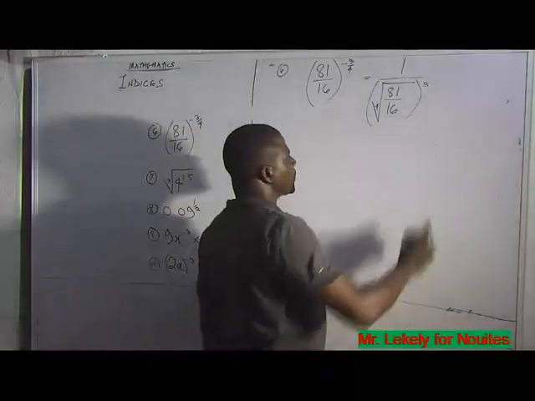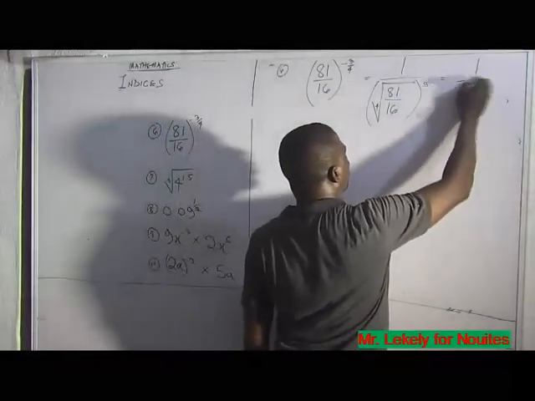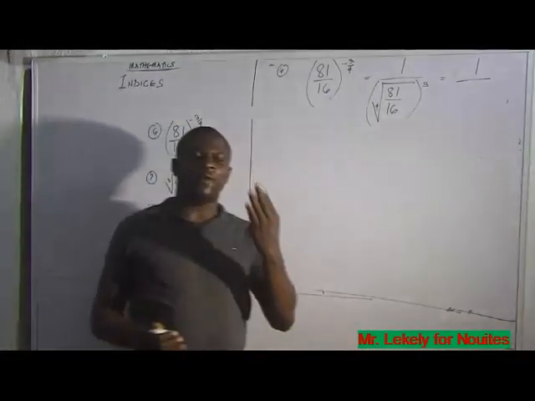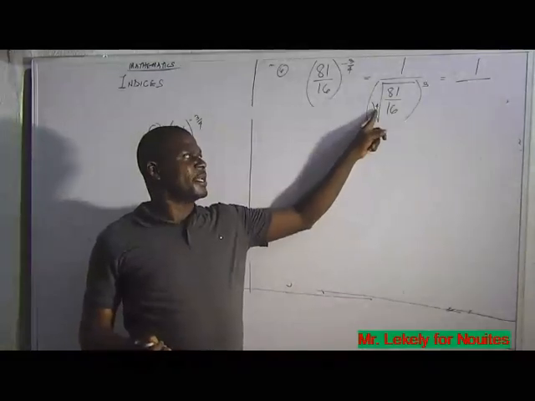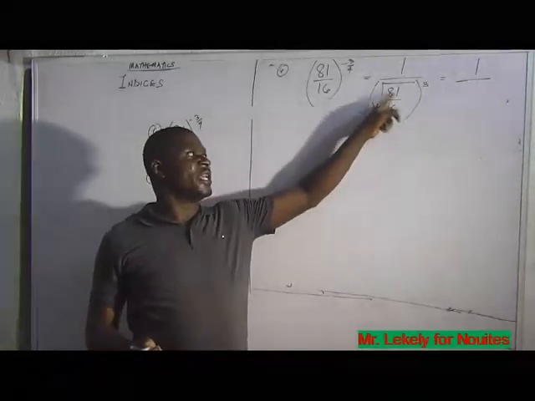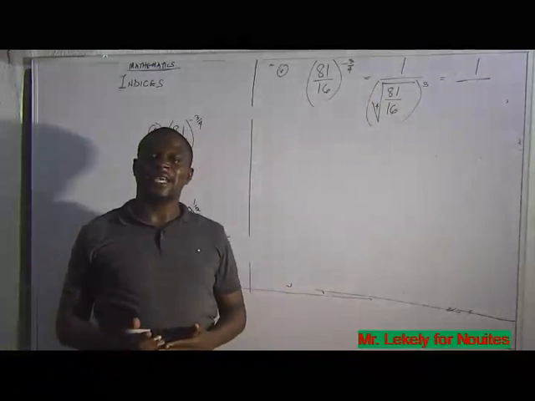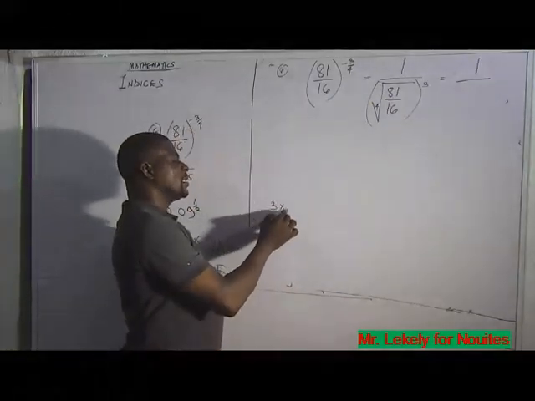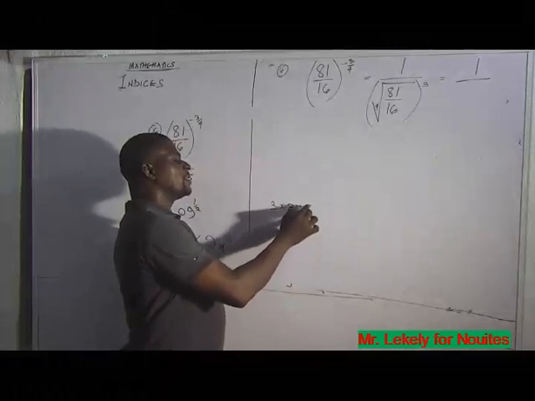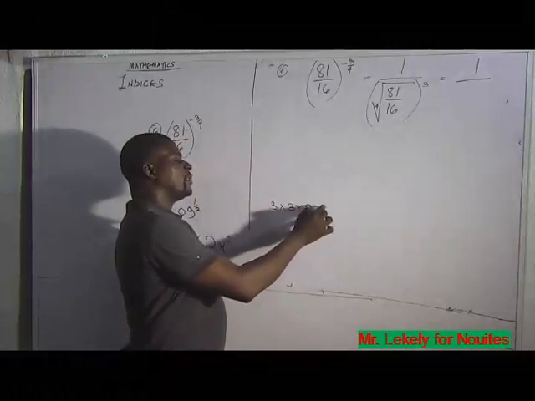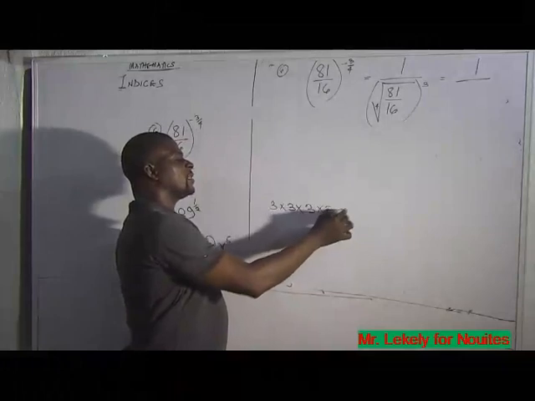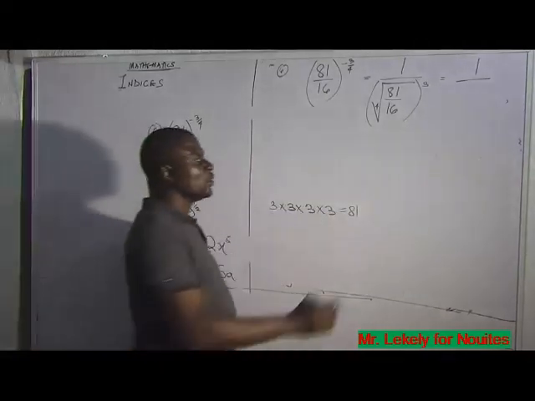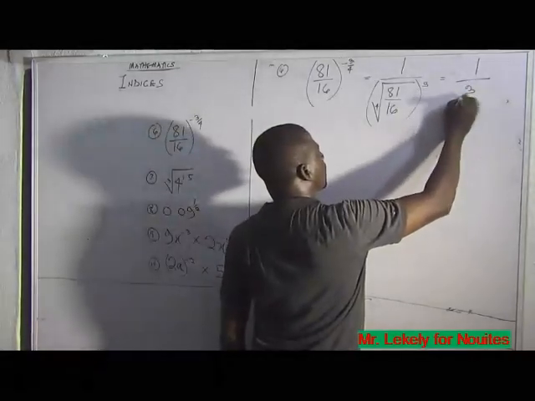And here, I'm going to have 1 all over 4th root of 81. Means what 4 numbers are the same, that when I multiply it, it will give me 81. It is 3. Because if I say 3 times 3 is 9, times 3 is 27, times 3 is 81. So you can see that I multiplied 3 4 times to give me 81. So I will have 3 all over.